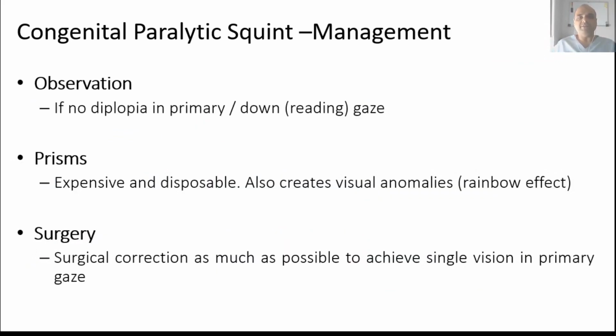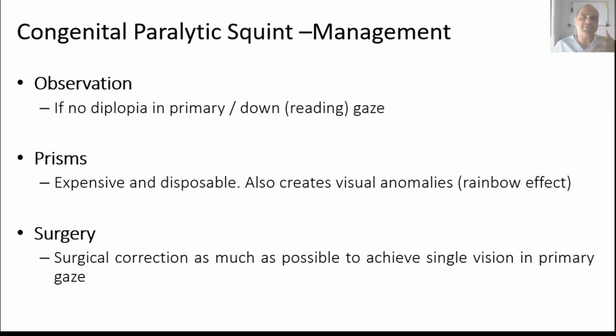So how do we manage this? The first thing to do is to observe it. If there is no diplopia in primary gaze or reading gaze, down gaze, really nothing has to be done, because as long as the patient is looking straight, there is no diplopia, so he can simply turn his head rather than his eyes to look in other gazes. And if down gaze is the most important gaze, as it's the reading gaze, and the down gaze is fine, really observation is the way to go.